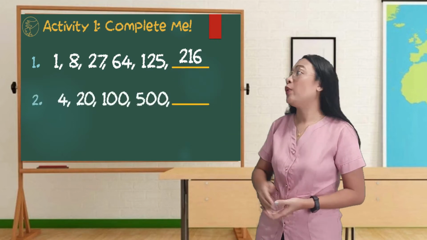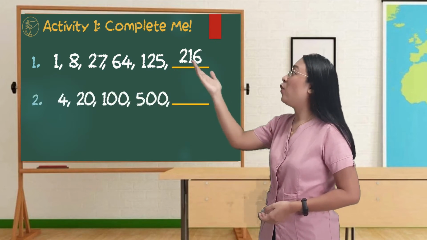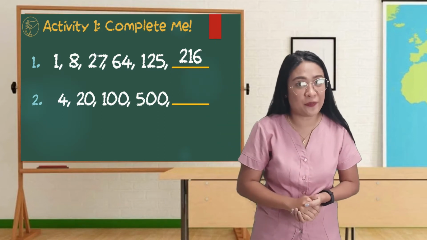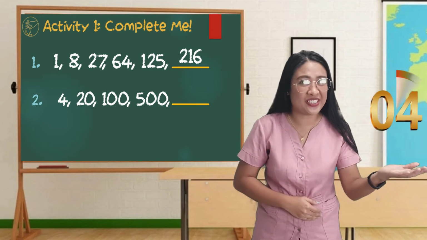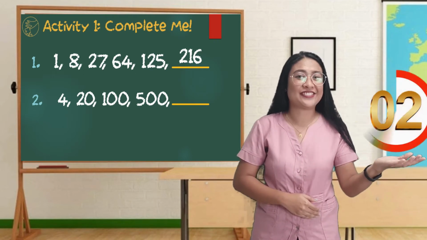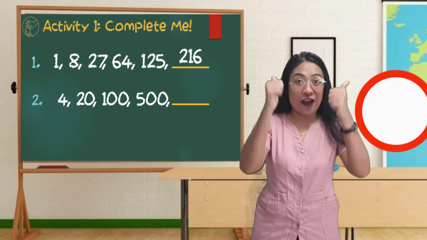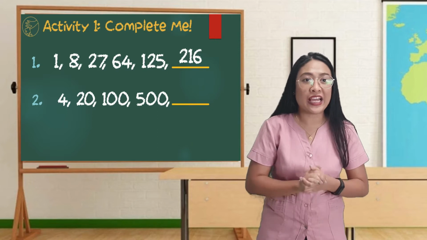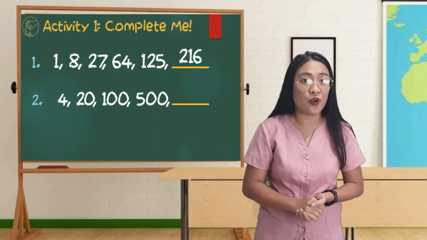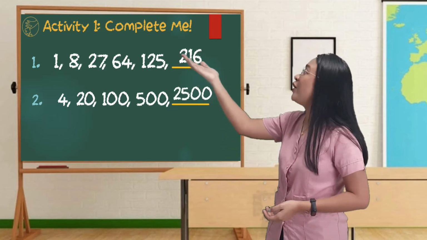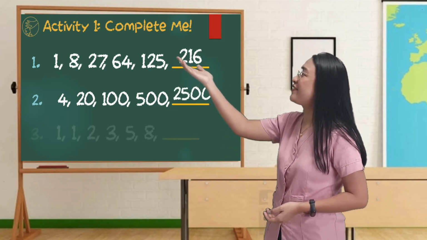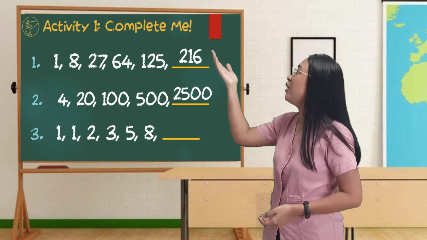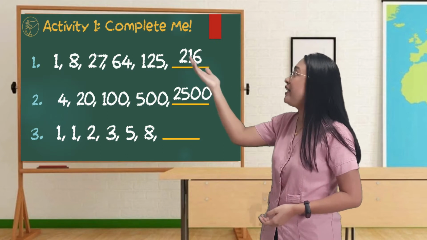For number 2, we have numbers 4, 20, 100, and 500. What is the next number? What is your conjecture? Very good! The numbers are multiplied by 5 to get the succeeding numbers. Therefore, the next number is 2,500.